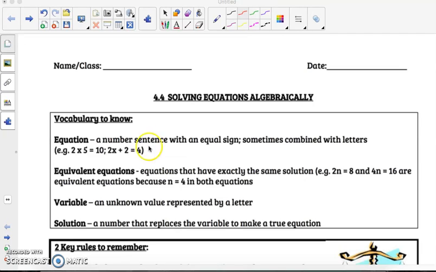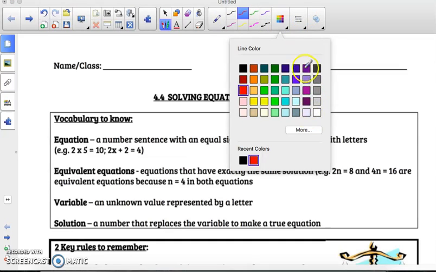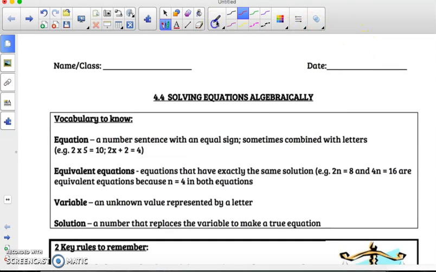So what I'll start off with is reviewing some vocabulary to know at the top of the page. So take your highlighter and let's just highlight these key terms that we did come across in a previous lesson. I'm just going to switch to the highlighter here. So the first vocabulary term that we're going to look at is equation. Just as a reminder, it's a number sentence with an equal sign. It's sometimes combined with letters or variables.